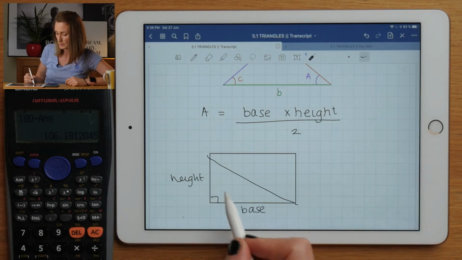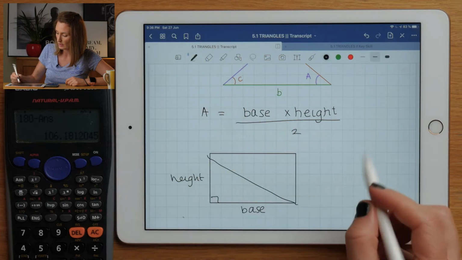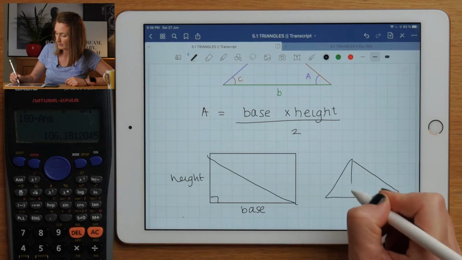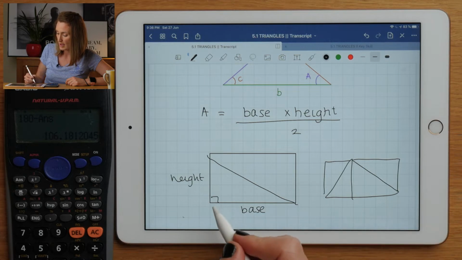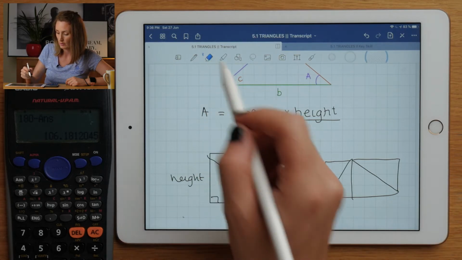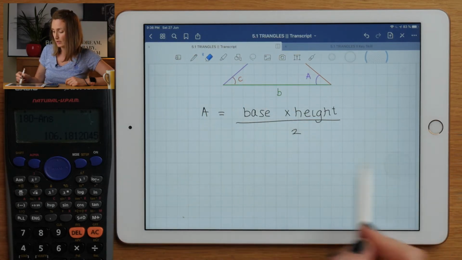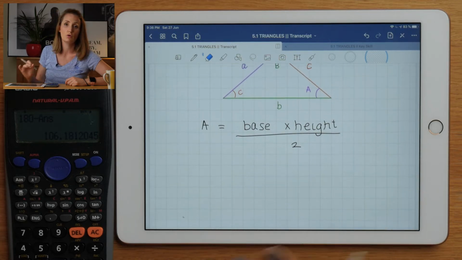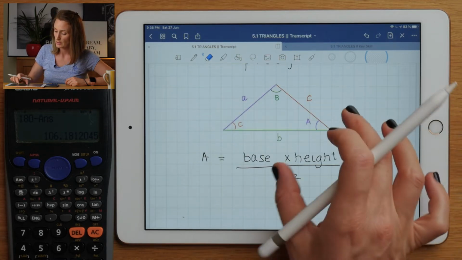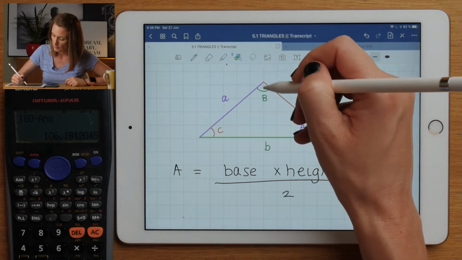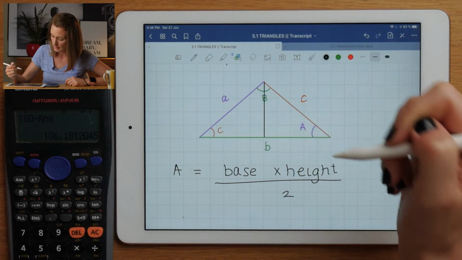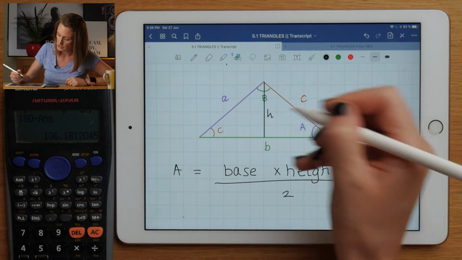But in this situation, we need to have a right angled triangle. It could look also like this, because again, that would be half a rectangle, but we need to have a right angled triangle to use that rule. Now we're going to be looking at today the situation where we do not have a right angled triangle. So just like when we did the previous proofs, we're going to run a perpendicular to B here, and we're going to call that H.